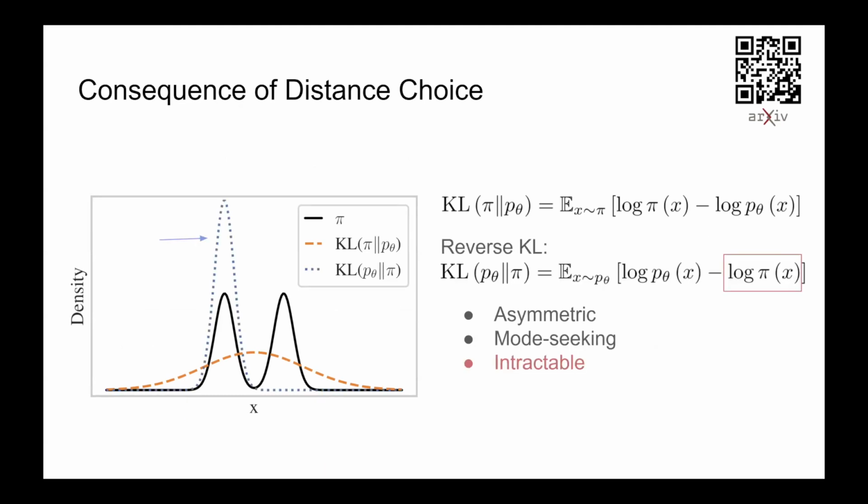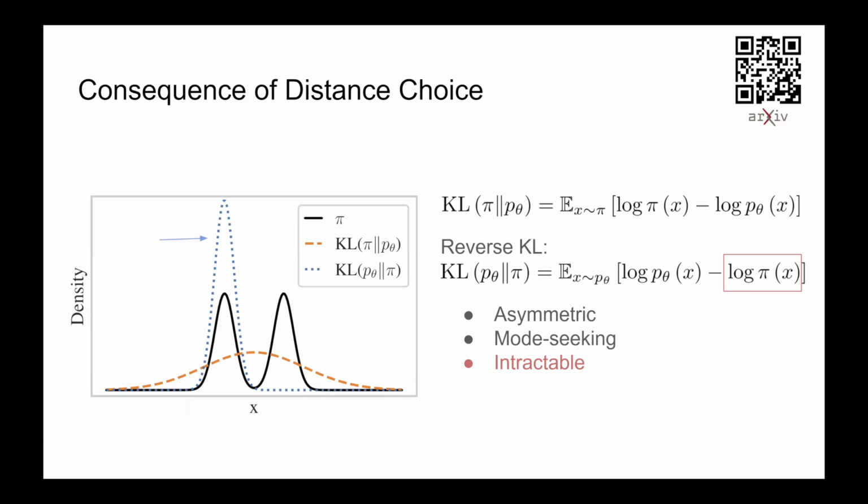we get what we call the reverse KL, which has the opposite mode-seeking behavior, where it learns only one mode and ignores the other. It also has another problem that it is intractable because it requires access to the true distribution. So what we're looking for is a divergence that is both symmetric and tractable.